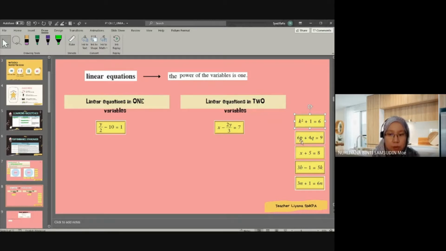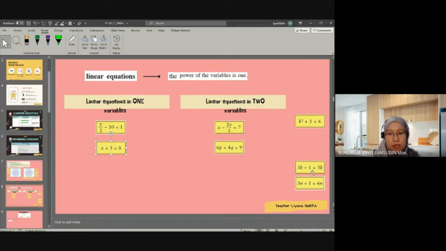Next, 6p plus 4q equals 9. Now we can see there are two variables, and the power of the variables is 1. So we put it here: linear equation in two variables. Next, x plus 5 equals 8. Only one variable here, and the power of x is 1. So, linear equation in one variable.